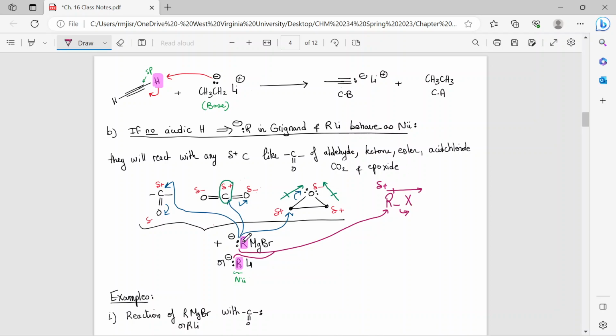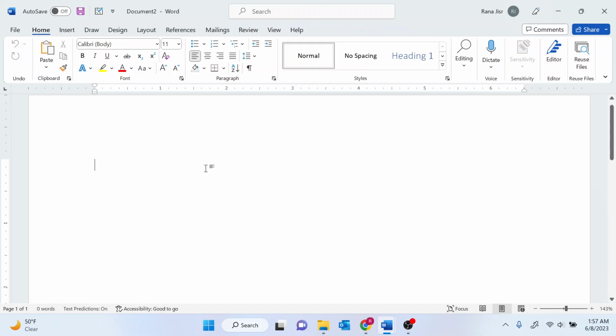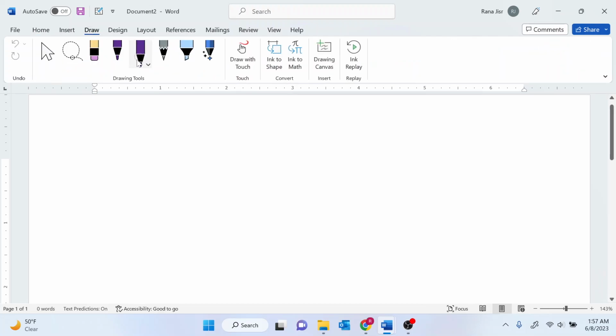Let's start with the first reaction, Grignard or alkyl lithium with carbonyls. We've considered these reactions in Chapter 8 in Organic 1. We are going to review them in this chapter as well. So let's go ahead and have an example. Let's say we have a carbonyl and we're reacting it with a simple Grignard, CH3MgBr.